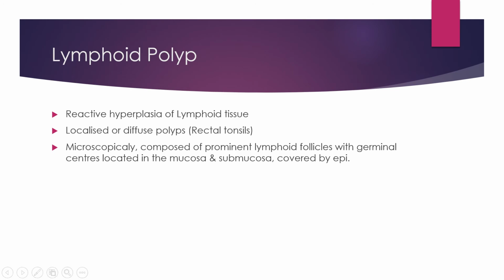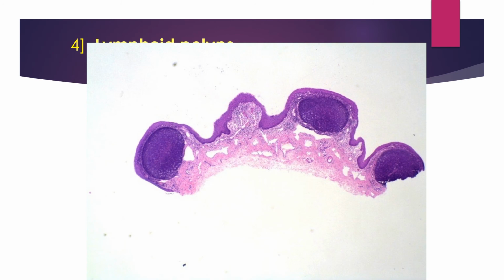Lymphoid polyp is another type of polyp that is due to reactive hyperplasia of the lymphoid tissue in the intestine, microscopically composed of lymphoid follicles and germinal centers in the mucosa and submucosa of the intestine. So these are lymphoid polyps.